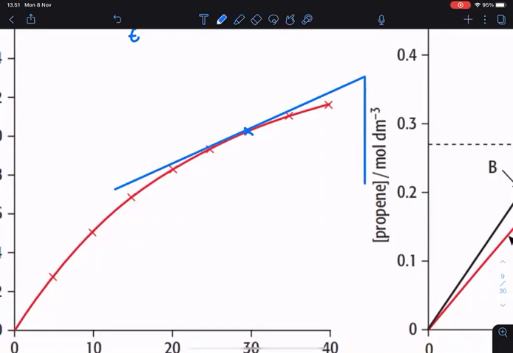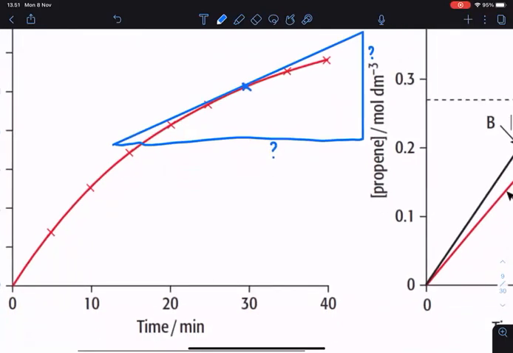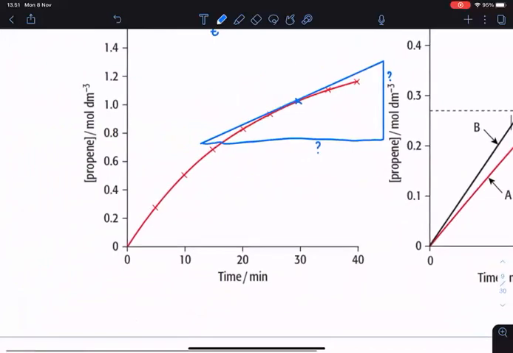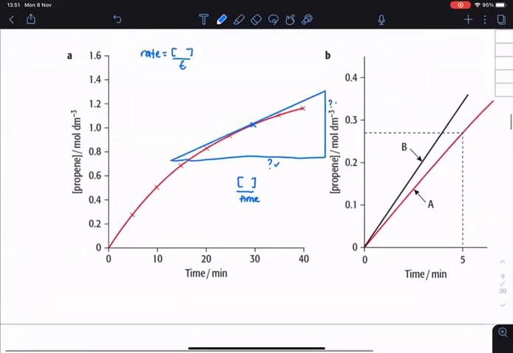How do I find out the gradient? I need to draw the triangle, and then you find out what this is and divide by this. So this part is going to be the concentration of propene, divided by what is this? This is going to be time. In this case, it's minutes; later, you need to change it into seconds. So when you get the gradient, the gradient is automatically the rate.